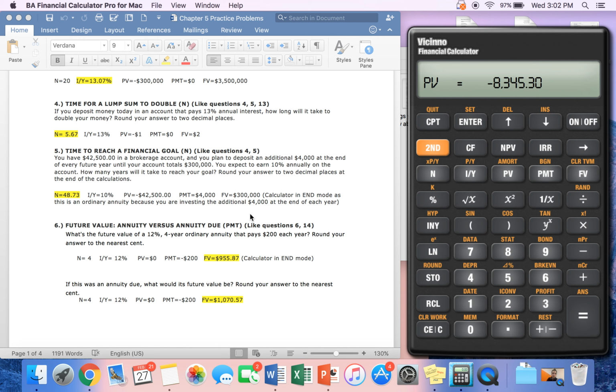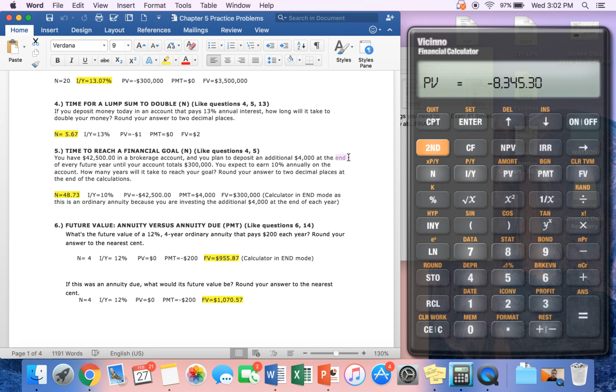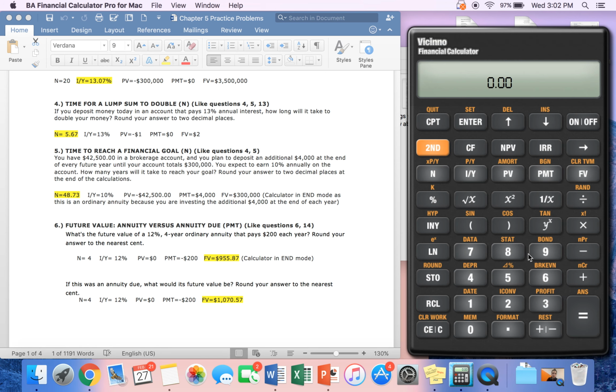Your key here is that we said that you're going to deposit $4,000 at the end of every year. So that's really the key to let you know that this is an ordinary annuity and that we need to have our calculator in end mode here.